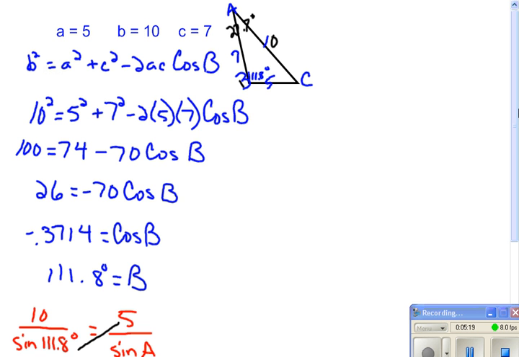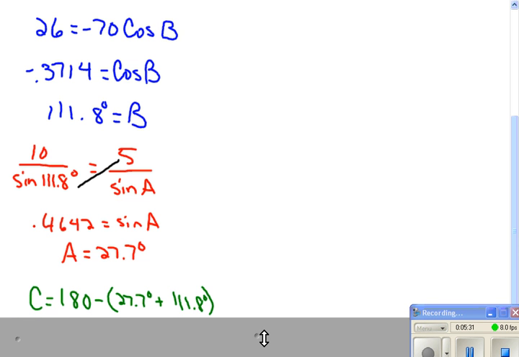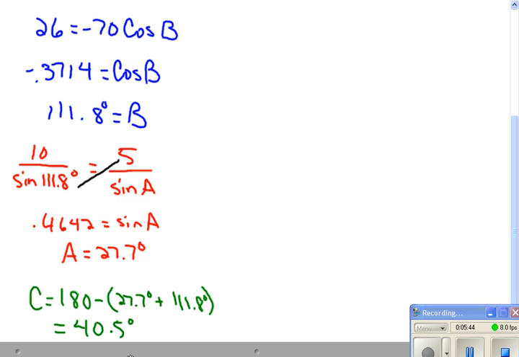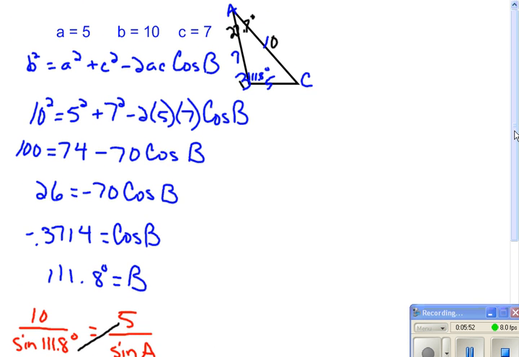Well, once you know two angles of a triangle, to find the third angle, you just add the two angles together that you have and subtract them from 180. So we would have C equals 180 minus the sum of 27.7 plus 111.8. And when you subtract that, you will get C is 40.5 degrees. If we put that in our triangle, 40.5 degrees.